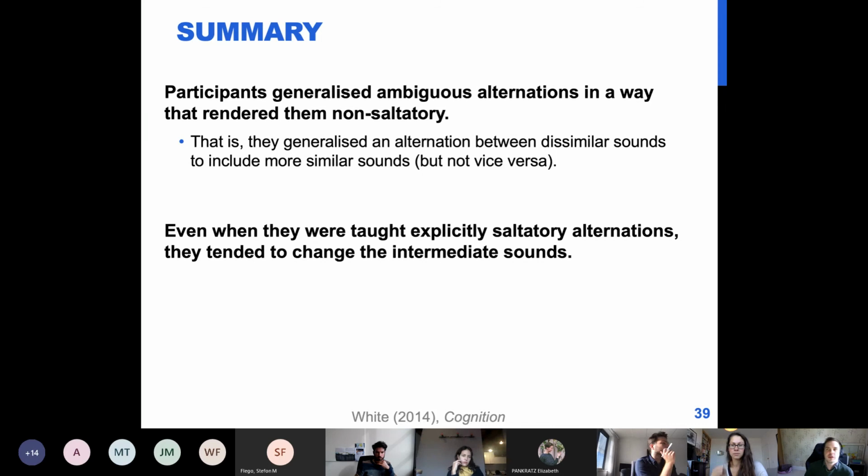All right, so this was a different kind of study, a different kind of question. To summarize, what we found is that participants generalized the ambiguous alternations in a way that rendered them non-saltatory. They tended to generalize the alternation between dissimilar sounds to include the more similar sounds, but not vice versa. So it was an asymmetric generalization. And even when we tried to explicitly teach them the saltatory alternation, they tended to make errors and change those intermediate sounds. Okay, so the question that comes up then is, is this a substantive bias? Is that what's happening here?